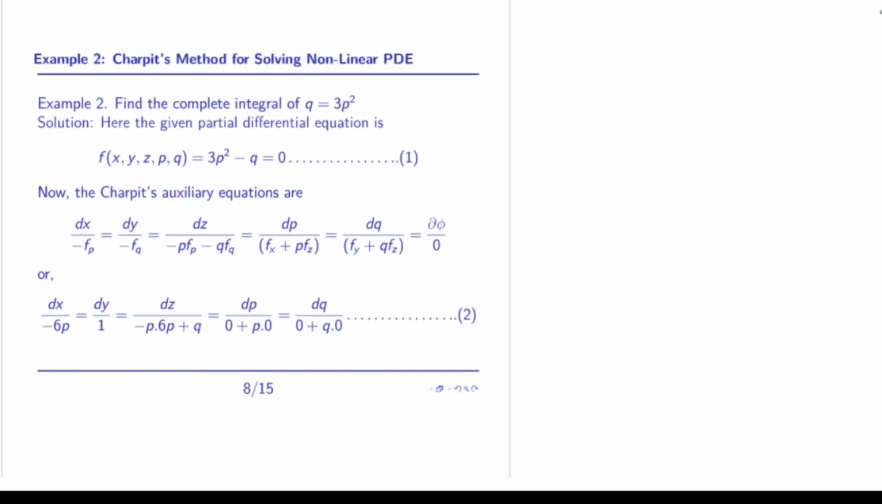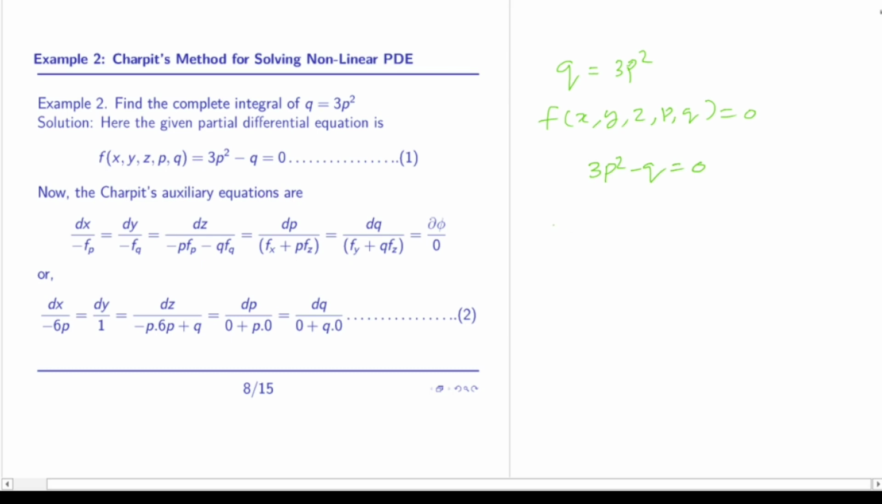Now let us solve another partial differential equation, which is a nonlinear partial differential equation, by using the same method. The question was given as q equal to 3p square. So this is clearly a nonlinear partial differential equation. First of all, we have to convert this equation into this form: f of x, y, z, p, q equal to 0. So we can convert this as 3p square minus q equal to 0. This is our f function.